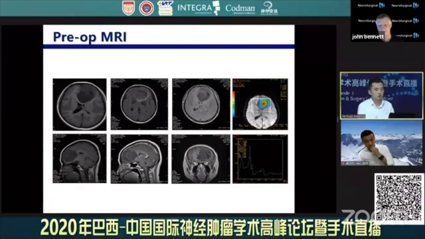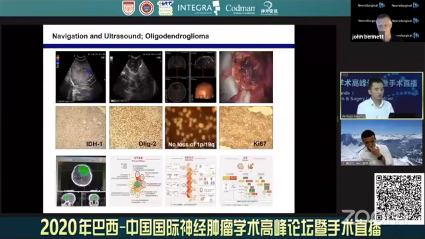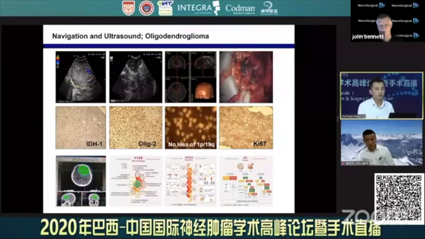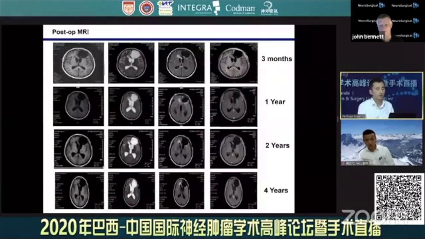The tumor was removed with the assistance of navigation and the ultrasound. The pathology is oligodendroglioma, and this patient received radiotherapy after the operation. These pictures are the follow-up images until 4 years after our operation. We can see that the tumor didn't recur.